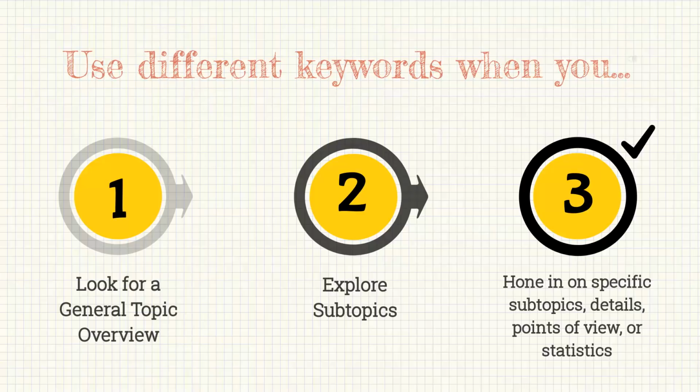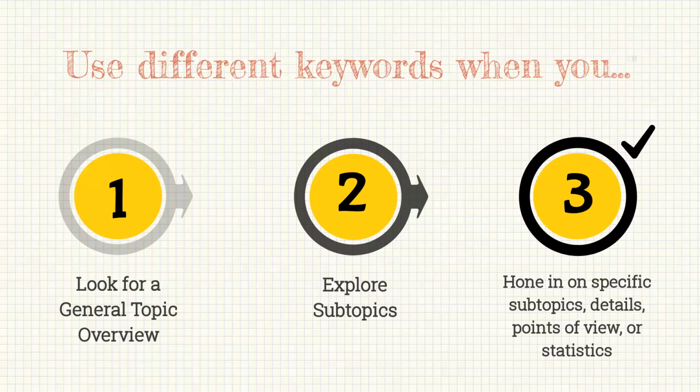So, why do you need so many different keywords? You actually use different types of keywords when you're going through different stages of the research process. At the beginning, you're just looking for a general topic overview to help you understand the background information about your topic. So you'll use general or broad keywords such as gun control or gun rights. Next, you'll explore those different subtopics such as self-defense or background checks in order to understand the details about specific topics so that you can decide which ones you want to write about or present about.